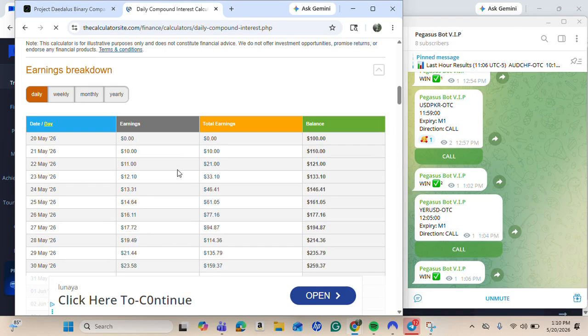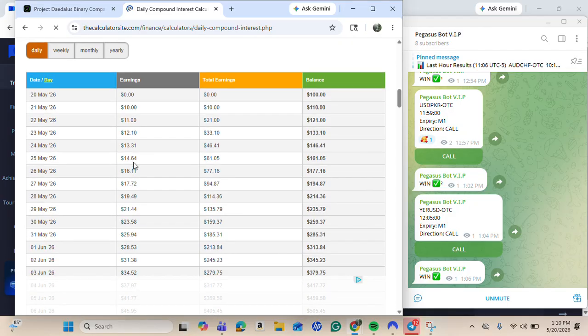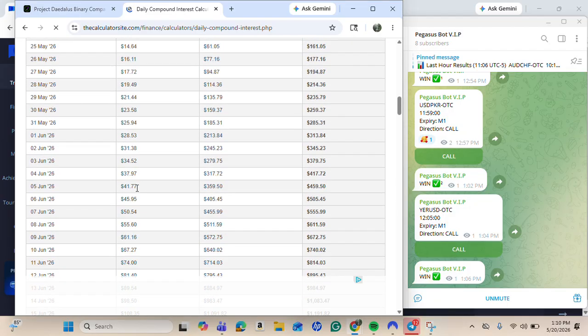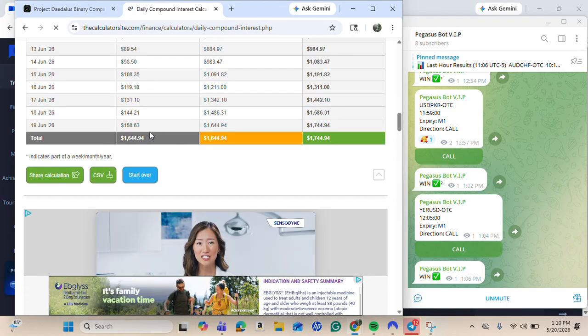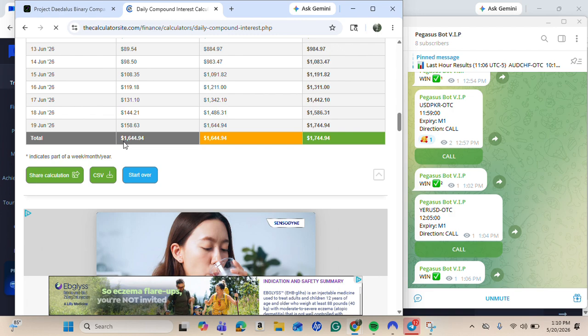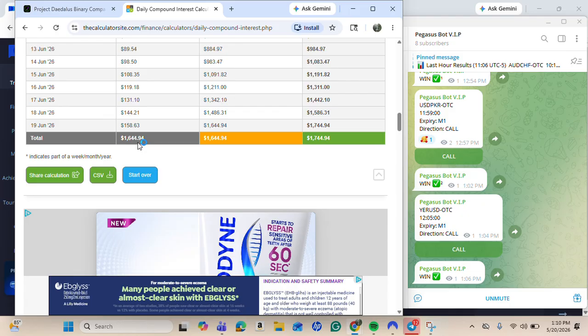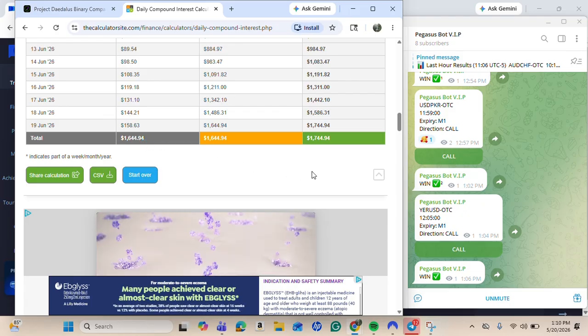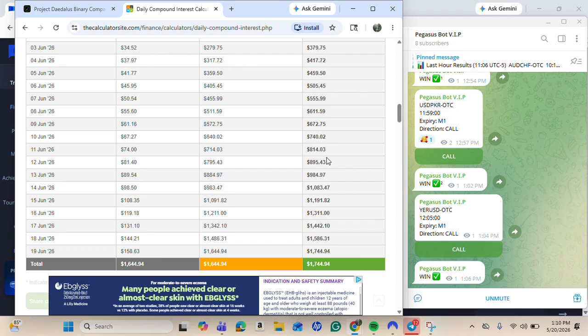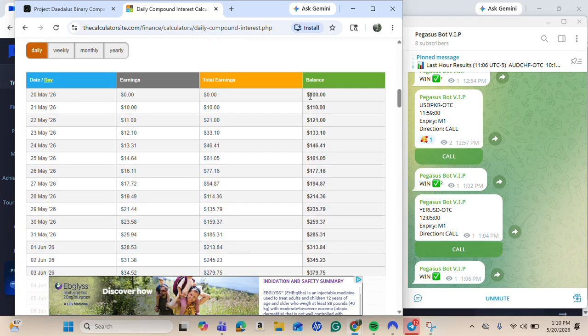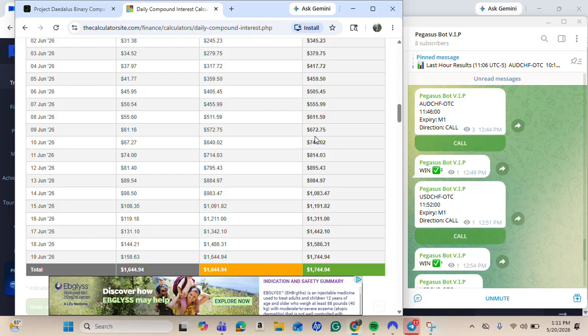Daily goal is today I'm supposed to make $10. Tomorrow I'm supposed to make $11. The next day 12, 13, 14, 16, 17, going up. By the end, this is how much I'm supposed to have. 1600. This is how much I'm supposed to earn. 1644.94. Right. In total, this is the amount of money I have. This is what my total account is gonna look like over a period of time.